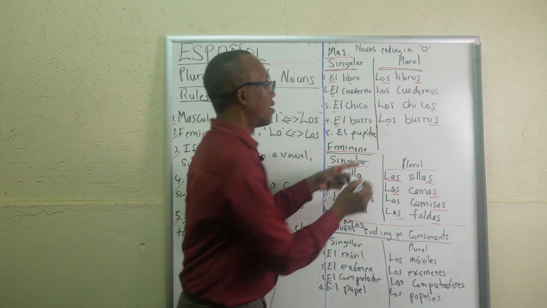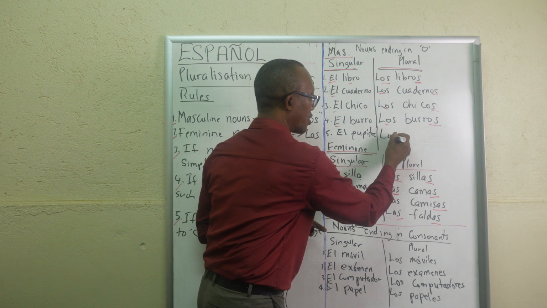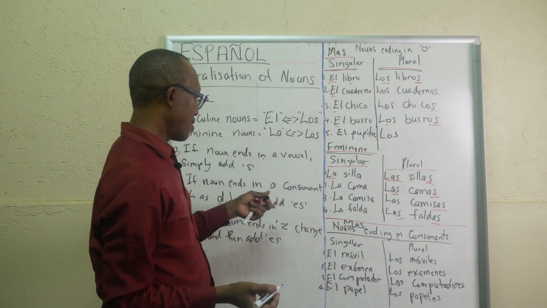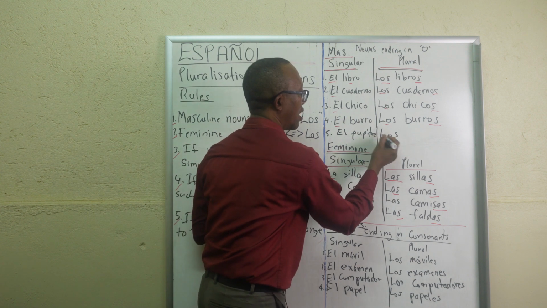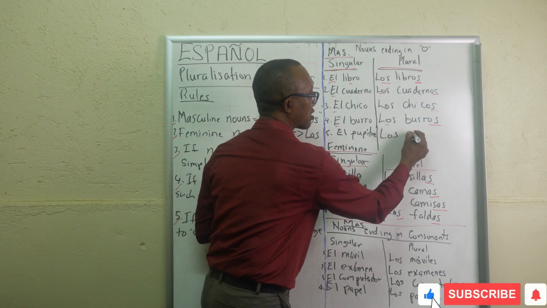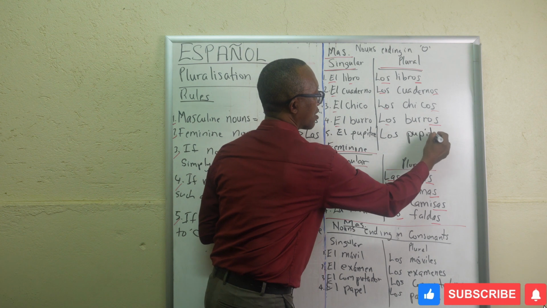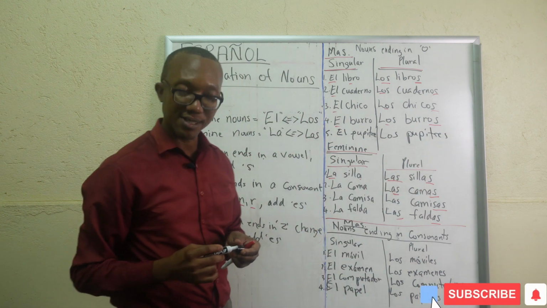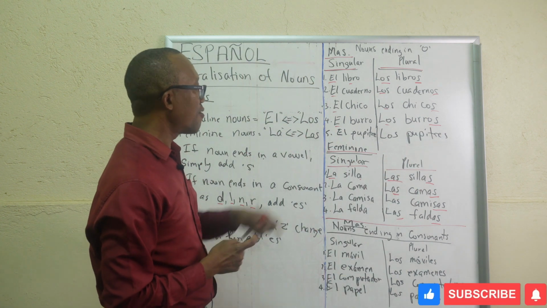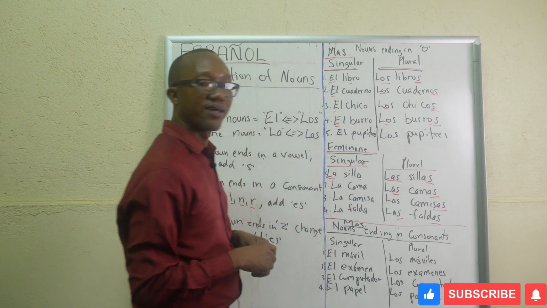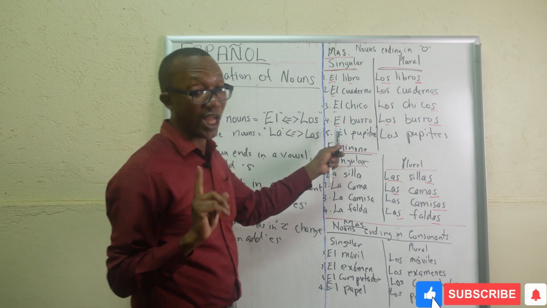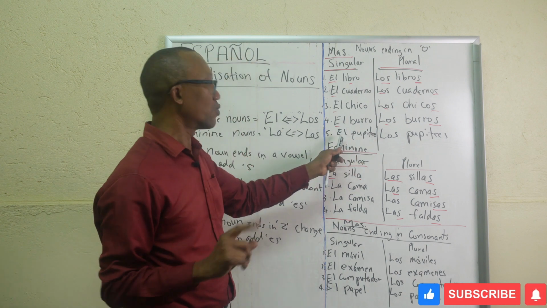Pupitre, desk. Simple. Los, you add the S. It's a vowel, so you don't need to worry to change anything. You just add the S. So los pupitres. Right. Alright, so any vowel, once it is A, E, I, O, U, you just add the S. But you have to change the article el, the, to los.